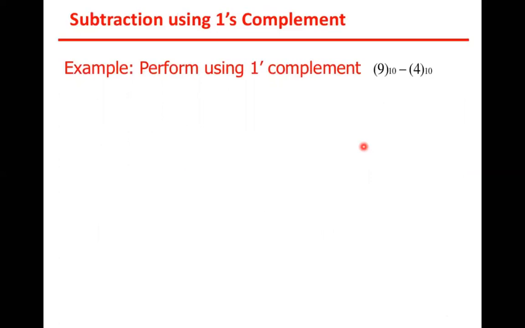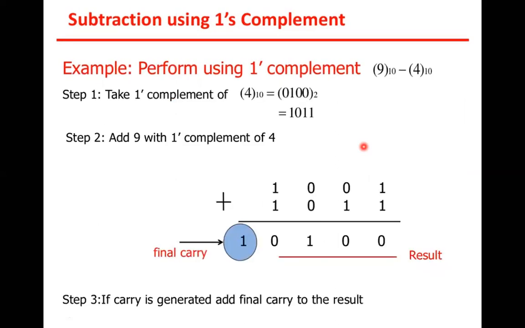So now see the example. Perform 9 minus 4 using ones complement. This is the decimal number 9 subtracted by 4. The answer should be 5, using ones complement. So let us see what is 9 and what is 4. The 4 is the subtrahend. 4 is the decimal number and its binary form is 0100. So what is the ones complement of the subtrahend? This is 0100, so the ones complement will be 1011.